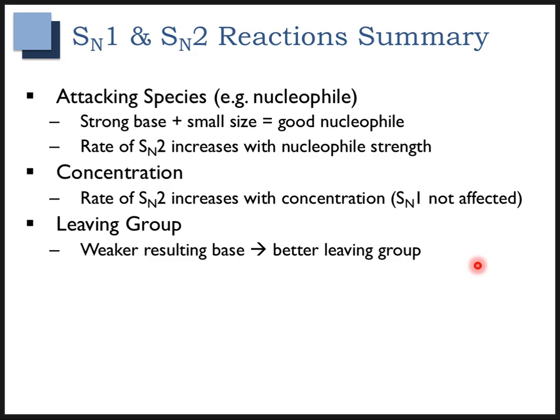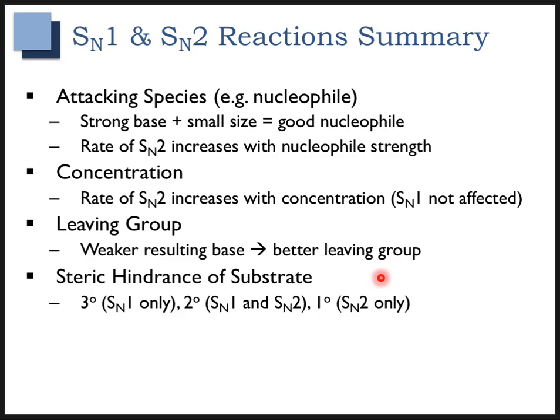Leaving group, both of these reactions are going to depend on a good leaving group. You want a weaker base, and that makes a better leaving group. If the leaving group comes off and makes a strong base, that is a bad leaving group. And we also talked about steric hindrance. Tertiary substrates can only do SN1. Primary can only do SN2. Secondary substrates can do either SN1 or SN2, which basically means we have to look at other factors.